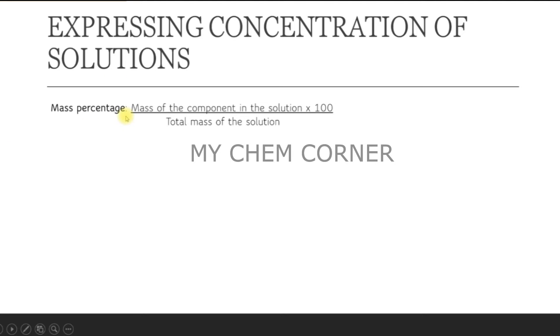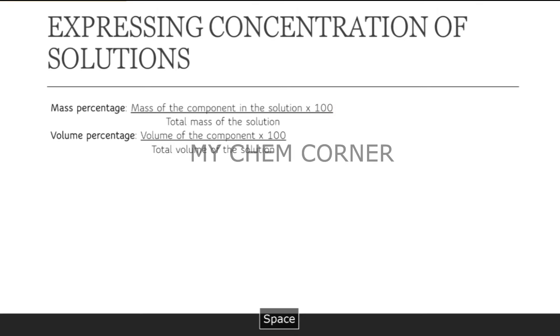Just like how you find your marks in your exam, how do you calculate the percentage there? Whatever marks you got divided by total marks into 100. Same thing here. Mass of that particular component you want to find divided by total mass of all the components into 100. So it's just like calculating your board exam marks. The same thing with respect to volume: the volume of that particular component you want to find divided by total volume of the solution into 100.